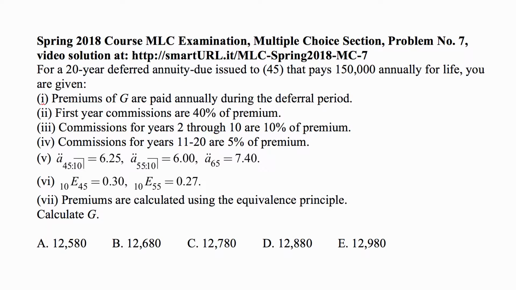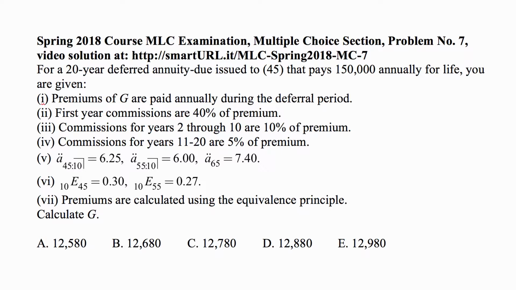Here's a problem from the last exam MLC, and the topic is still on exam LTAM. Problem number 7, multiple choice section. For a 20-year deferred annuity due issued to a 45-year-old that pays $150,000 annually for life, you are given premiums of G are paid annually during the deferral period. First-year commissions are 40% of premium. Commissions for years 2 through 10 are 10% of premium. Commissions for years 11 through 20 are 5% of premium.